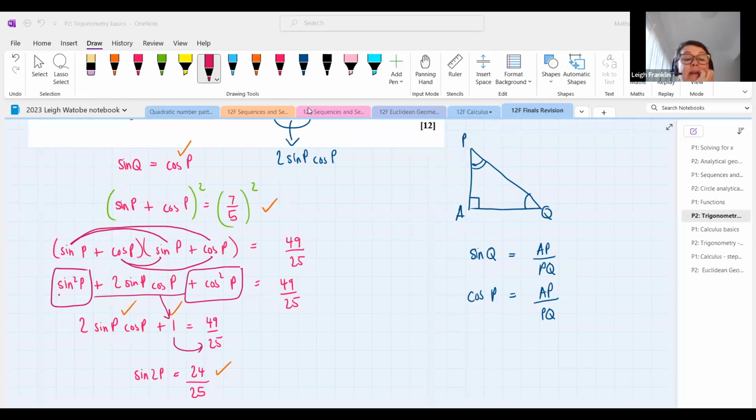All right, so Nhlanhla, you said, isn't sine Q AQ over PQ? No, it isn't, Nhlanhla. Remember, the sine of an angle is opposite over hypotenuse. So it's AP over PQ. Okay, the cos of Q would be AQ over PQ. Okay, Nhlanhla, opposite over hypotenuse.